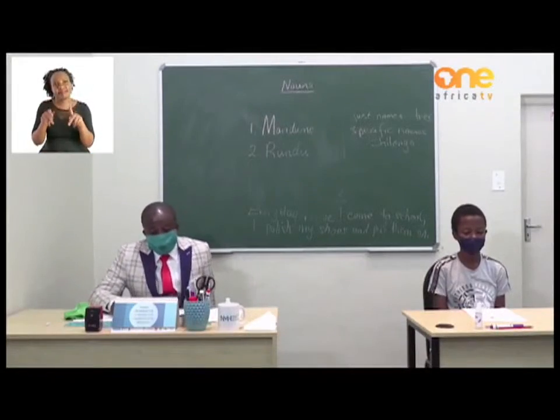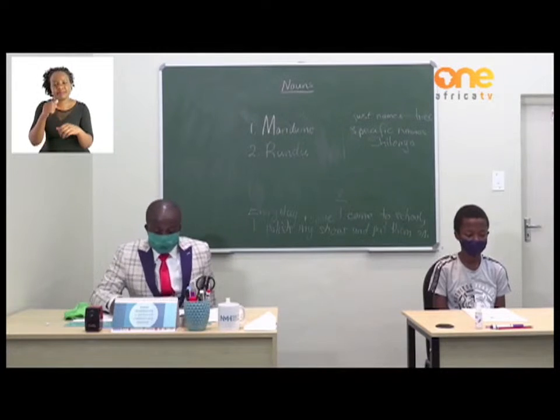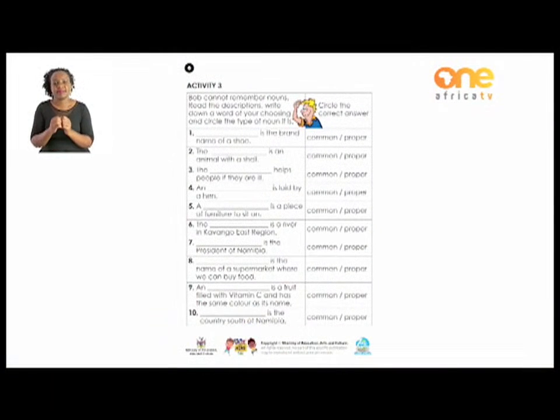Let us proceed to Activity 3, this is on page 6. It says, Bob cannot remember nouns. That word Bob there is a proper noun, okay? Read the descriptions, write down a word of your choosing, and circle the type of noun it is. Right, there's a mistake there. Where it says choosing, it's supposed to be choice. C-H-O-I-C-E.